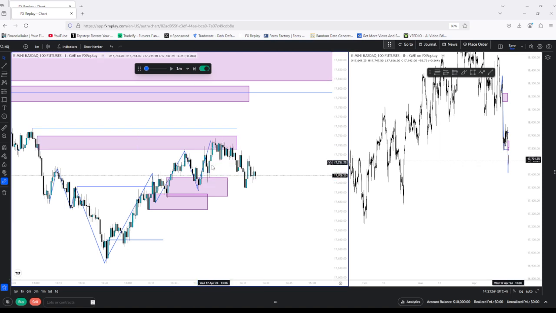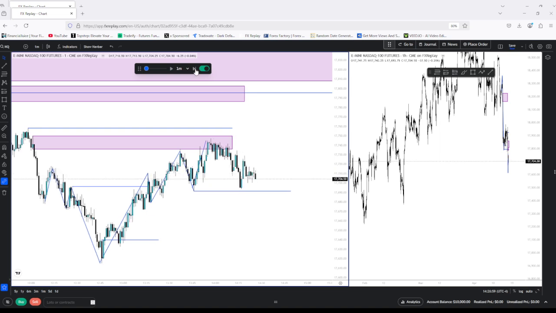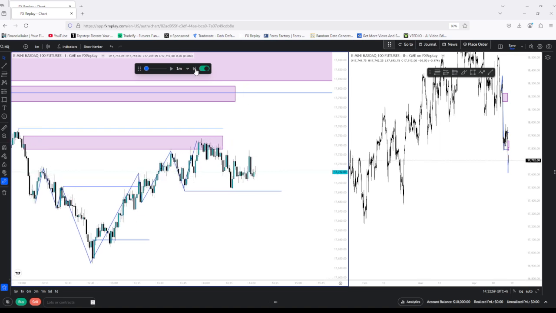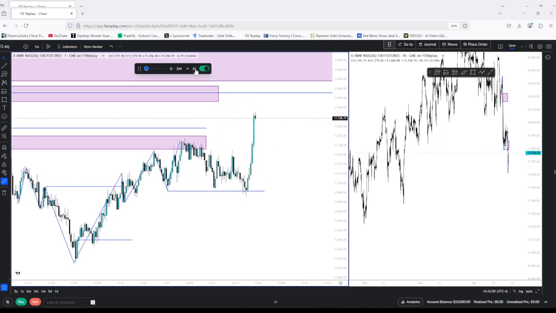The question is, do we get a fake breakdown here, and do we close below? If we close below here, I would get out of any runners, of course, because obviously I'm going against structure. So let's see. Okay, we do not close below. Look how we do not break structure down, and that's why I like to draw my structure that way.